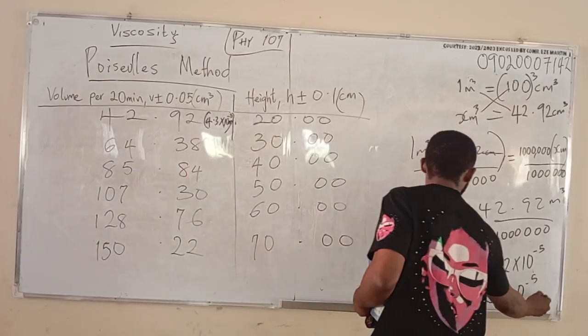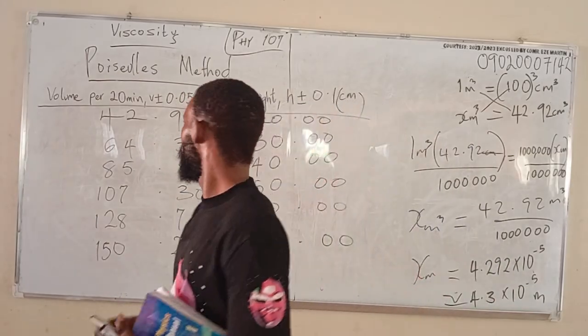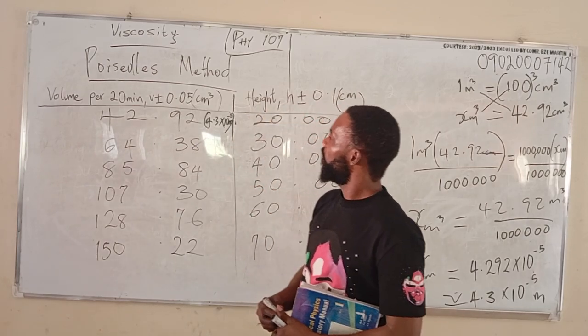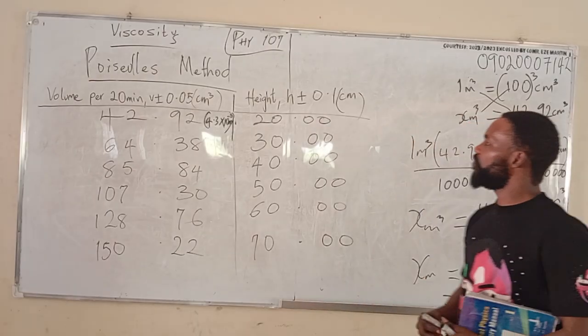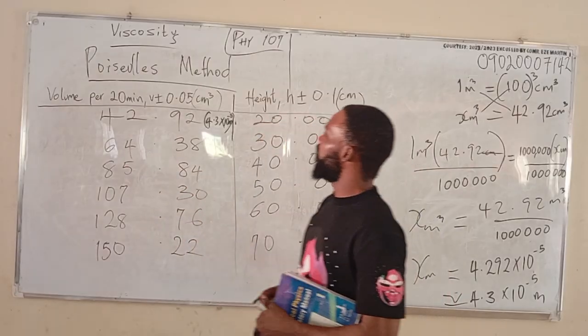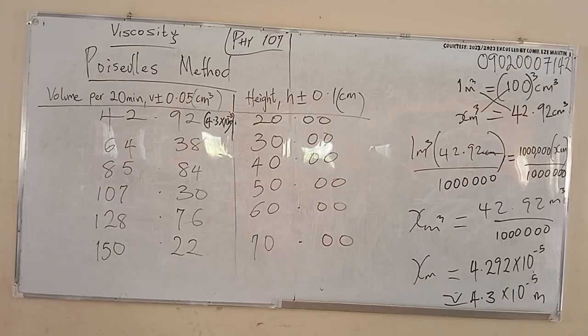In meter, you said? Please check the given value. They're saying we should convert to SI units, right? That means it should be in meter cube per second, because what we've done is still per minute.